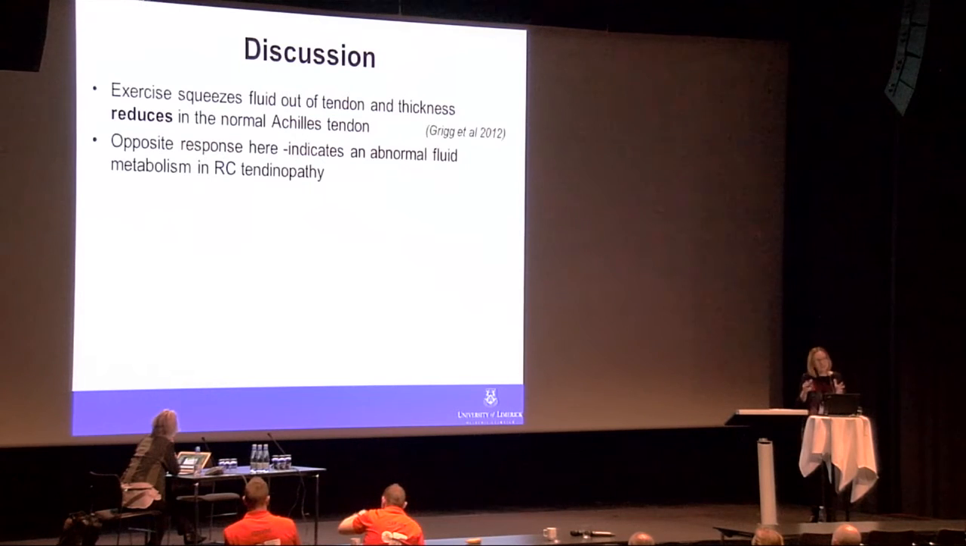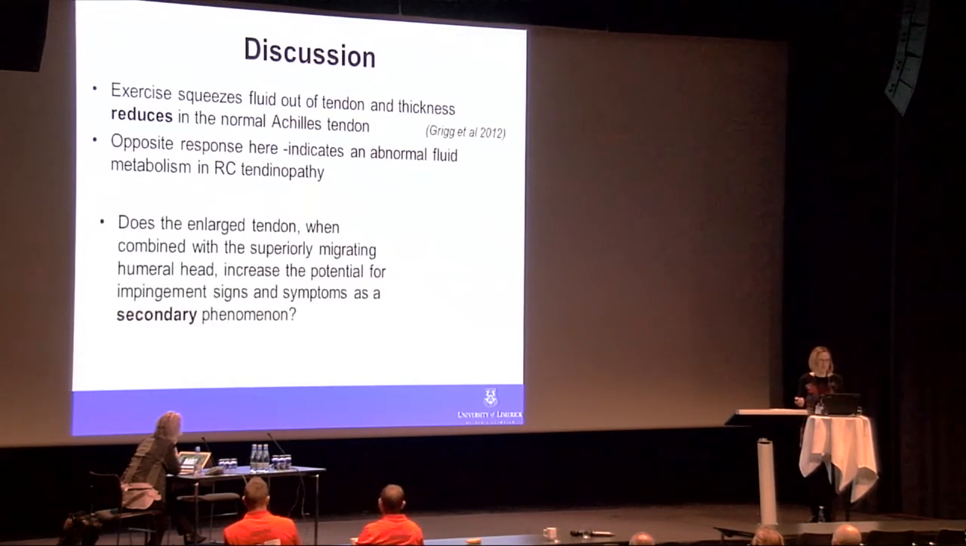We didn't see a reduction in tendon thickness in our controls, interestingly, so we just saw static. But certainly in our pain group, we saw an increase in tendon thickness, suggesting that there's an abnormal fluid mechanism or metabolism in rotator cuff tendinopathy. And I think it was Craig perhaps who mentioned it yesterday, the idea of the tendon having large proteoglycans that hold on to water and therefore don't let it go as easily as we might expect them to during an exercise protocol or an exercise event.